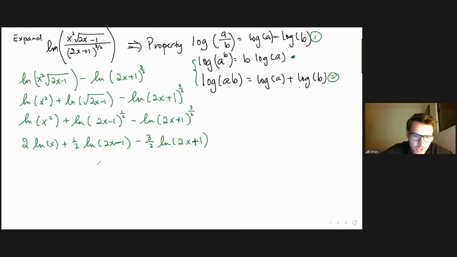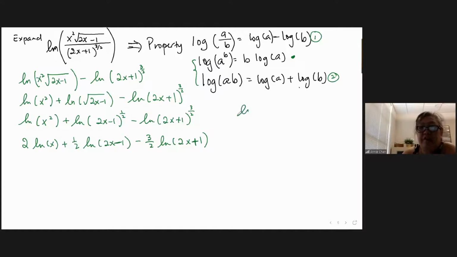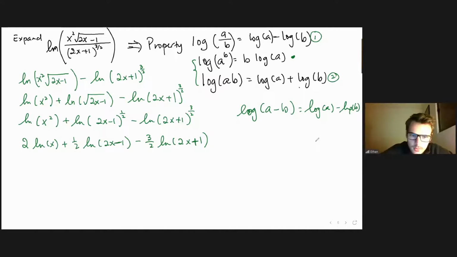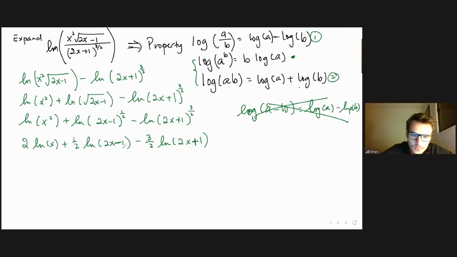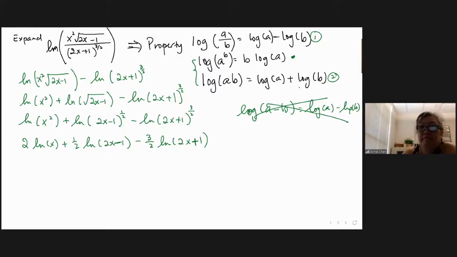So when you have addition and subtraction in the argument of the logarithm, there's nothing you can do. No, because there isn't a property that says that the log of a minus b is equal to log of a minus log of b, right? You don't have that. You have log of a minus log of b means log of a divided by b. That's what you have. But you don't have anything like this. So you cannot split this up. Okay?